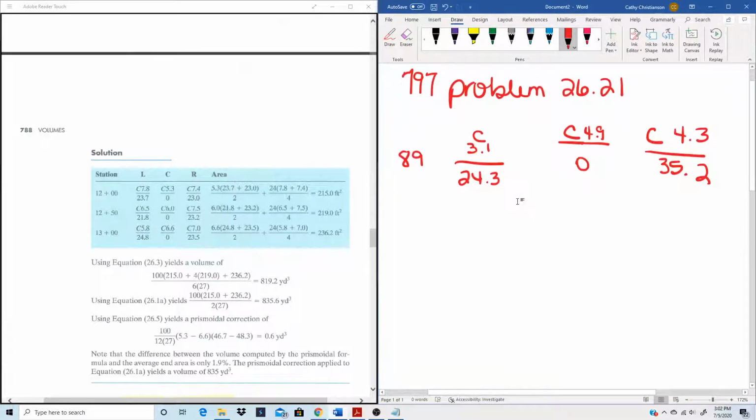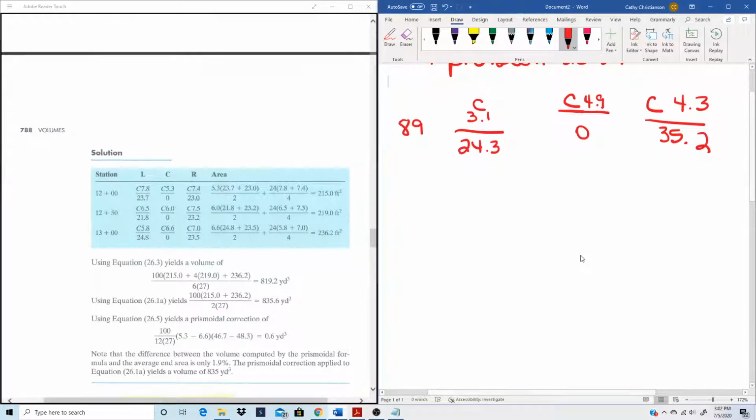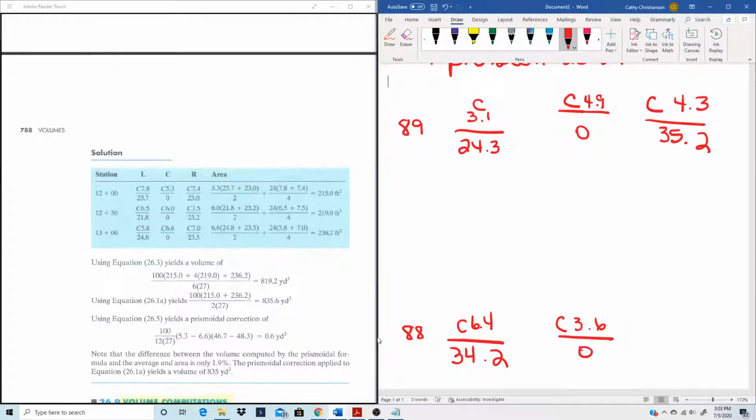I'm going to scroll down and leave a little bit of area to do the one in the middle first. And then this is 88 here, so they did it backwards. C 6.4 over 34.2, 3.6 over 0, and C 5.7 over 32.1. All right, so I'm going to go ahead and get my cross sections for the area in the middle.